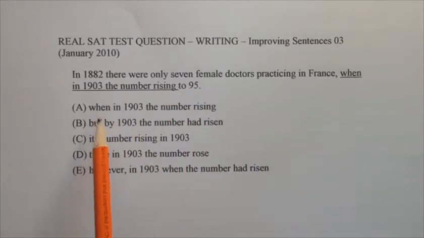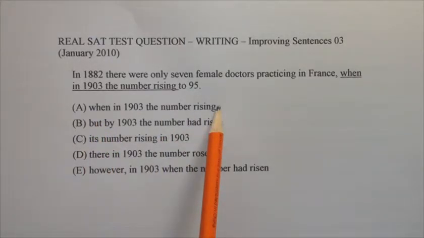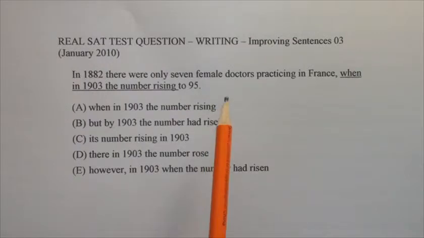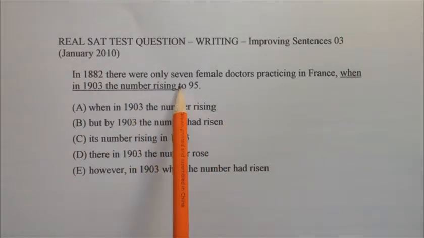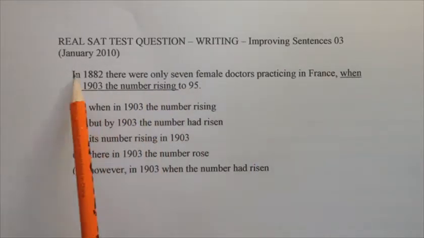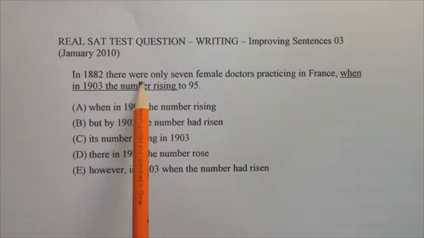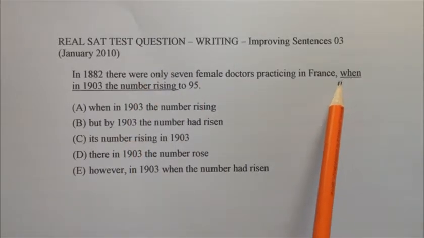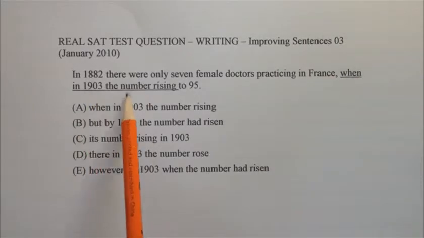Okay, let's see, is there anyone with a "by" here? Okay, this is wrong because it doesn't make sense. And also, there's no verb here. This is the main clause. There were only 7 female doctors. This is the verb for the main clause, "were." The subordinate clause is "when" or something something in 1903.